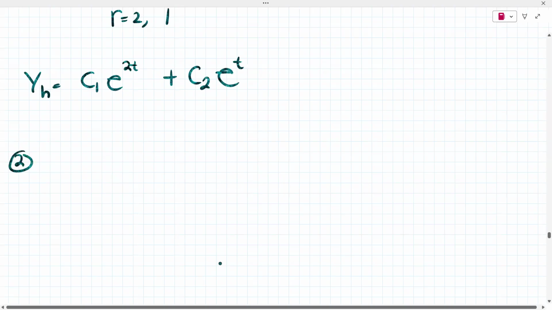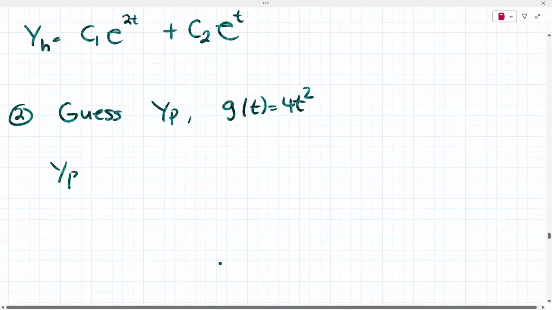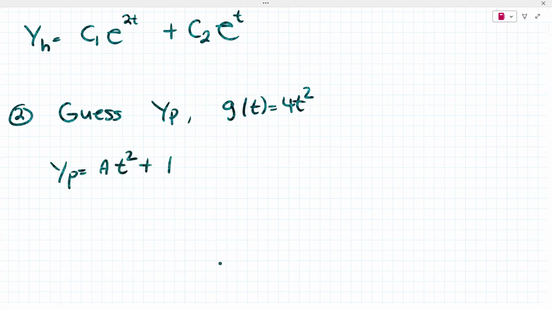Step 2, guess yp. So your g of t is 4t squared. So what would be our guess? Well, it's a polynomial with a power of 2, so your yp is going to be at squared plus bt plus c, right? 4t squared is a polynomial with the power of 2, so that's why we go from power 2 down to constant.